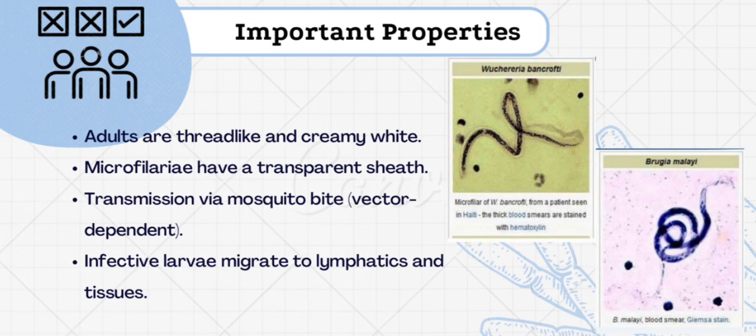Adults are thread-like and creamy white. Microfilariae have a transparent sheath. Transmission is via mosquito bite, and infected larvae migrate to the lymphatics and tissue. So these two nematodes usually attack the lymphatic system of humans.